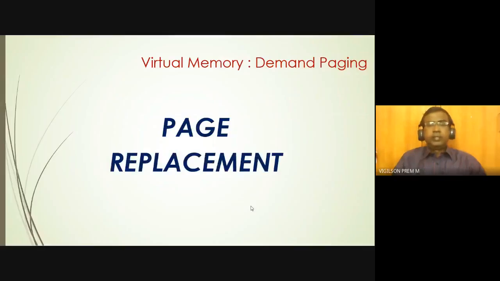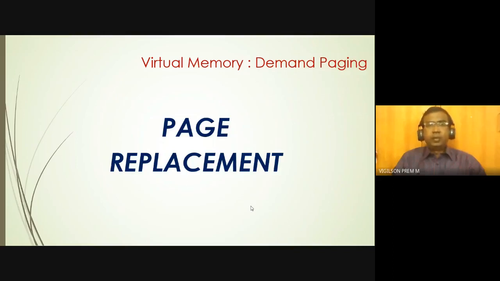So in this class, we are going to discuss page replacement. Already we have discussed the basic concepts of page replacement. Let us study it in detail. First, let us divide the word page replacement into two parts. One is page, another one is replacement.